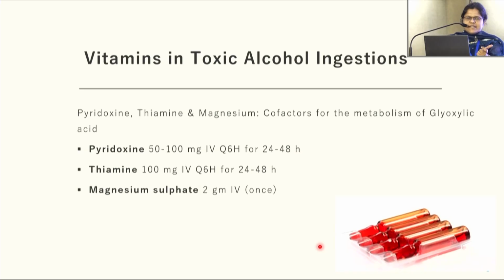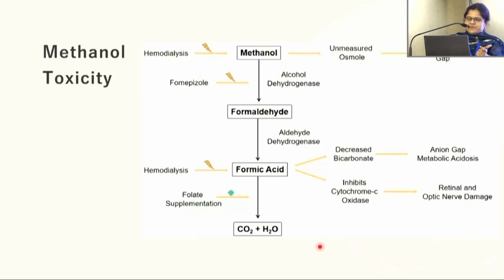In case of ethylene glycol poisoning, you can give pyridoxine 50 to 100 mg IV 6th hourly for 24 to 48 hours, thiamine 100 mg IV 6th hourly for 24 to 48 hours, and magnesium sulfate can be given as a single dose, that is 2 grams.